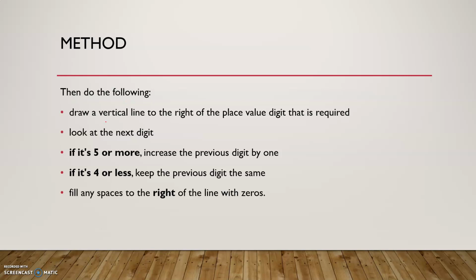Then do the following. Draw a vertical line. This is the keyword: to the right of the place value digit that is required. And then we're going to look at the next digit. If it's 5 or more, increase the previous digit by 1. If it's 4 or less, keep the previous digit the same. Fill any spaces to the right of the line with zeros.